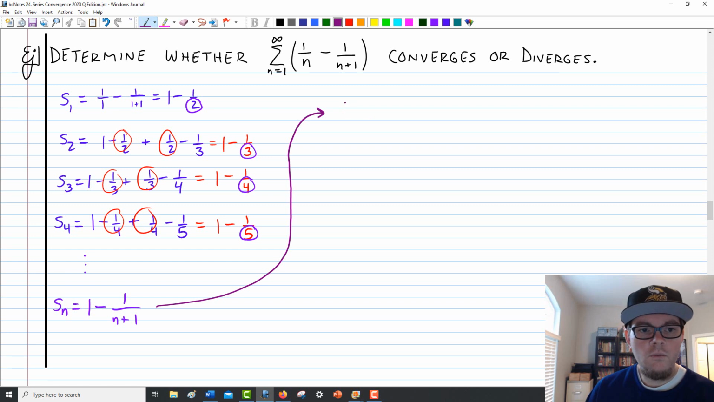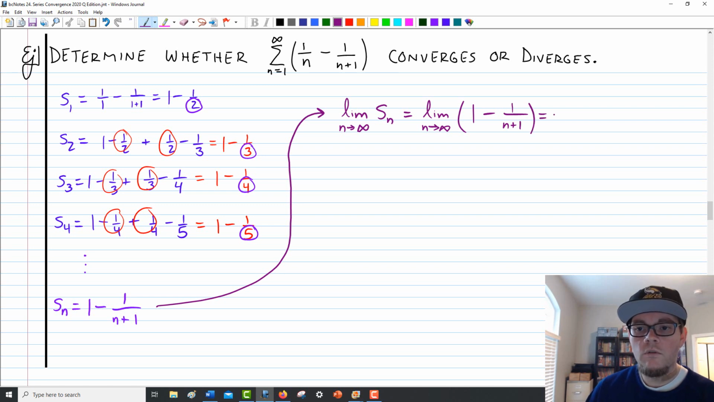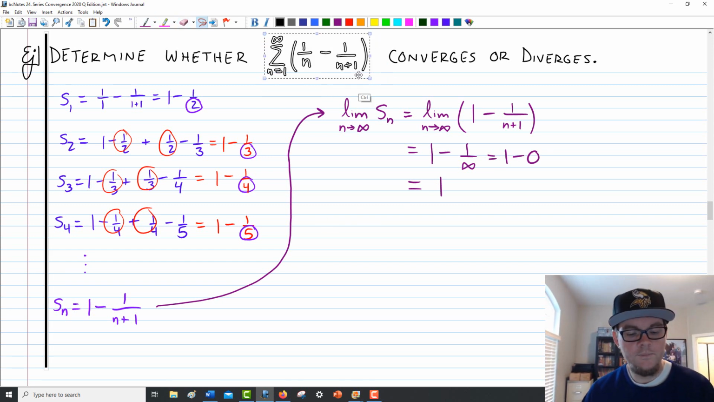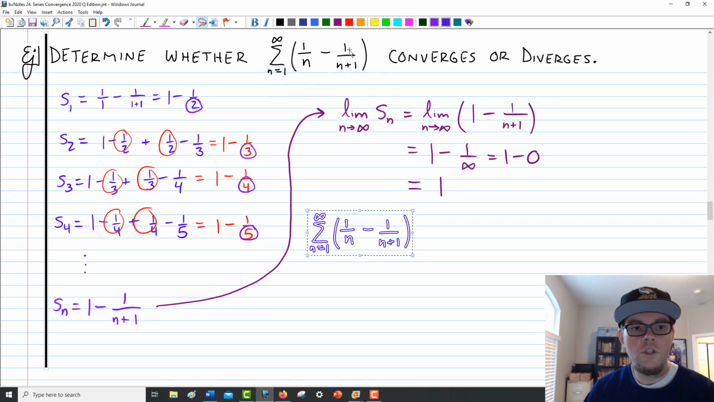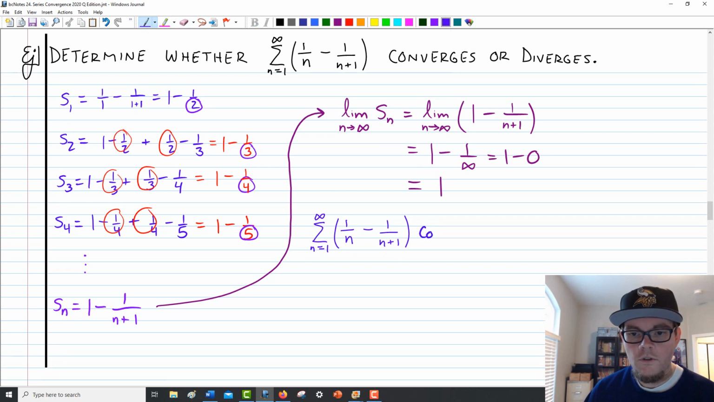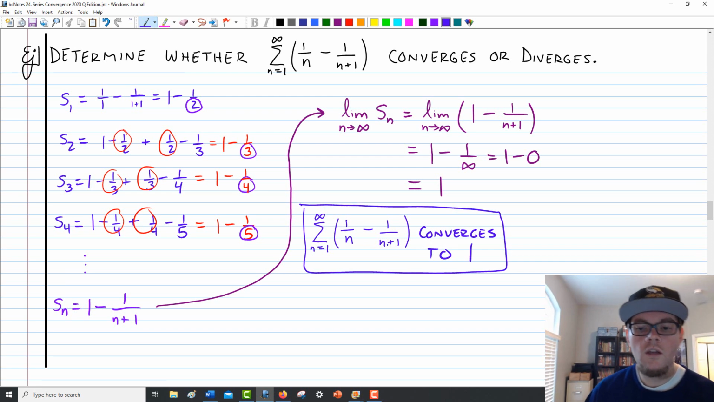Now, having done all this work already, we're ready to finish off this problem. According to what we see, our series will converge to whatever value we get if we take the limit as n goes to infinity of s sub n. The limit as n goes to infinity of 1 minus 1 over n plus 1 is going to be equal to 1 minus 1 over infinity. It's the same thing as 1 minus 0, which is equal to 1. So it looks like the series we were asked to examine converges to 1. That means as we add more and more terms, theoretically, the sum of the terms of this sequence should get closer and closer to 1.